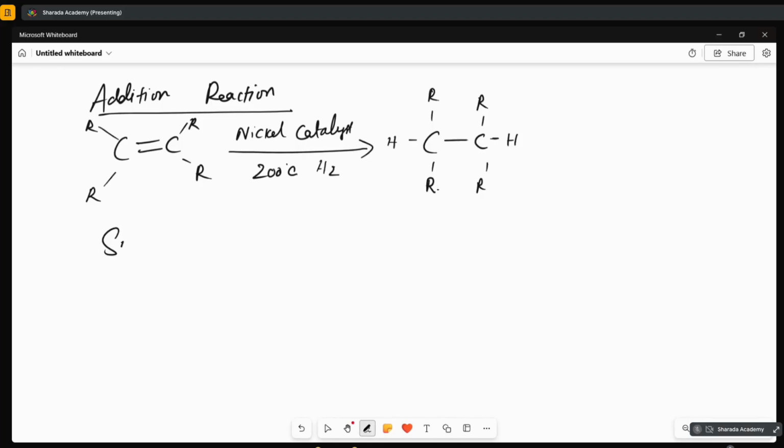Then substitution reaction. Substitution reaction means hydrogen is replaced by a chlorine. One will be substituted by the other. It is a substitution reaction. Write down that.